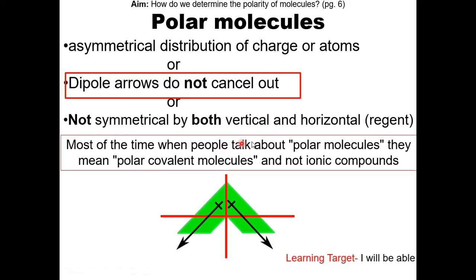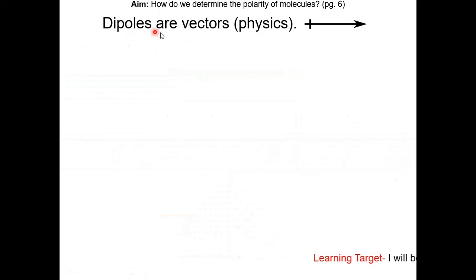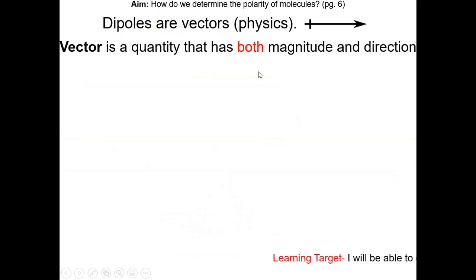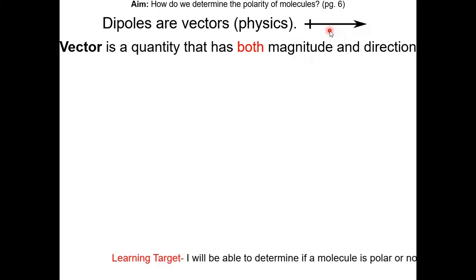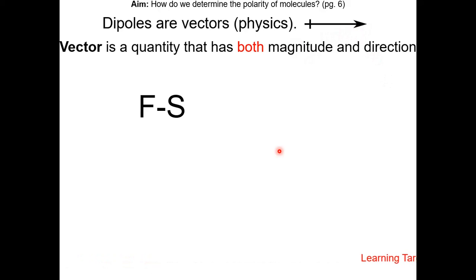Most of the time when people talk about polar molecules, they mean polar covalent molecules and not ionic compounds. Dipoles are vectors. A vector is a quantity that has both magnitude and direction. If we look at this dipole arrow, the size of the arrow represents the magnitude and it faces a certain direction. Let's compare these two bonds, the F-S bond and the S-Cl bond.